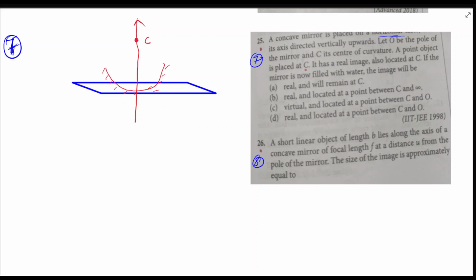A point object is placed at C. So we have the object here, in the same place. Also look at it. If the object is here, the image will be formed here, of course. If the mirror is now filled with water, so let's fill it with water, the image will be... So this is quite easy. We just have to do it qualitatively, right?